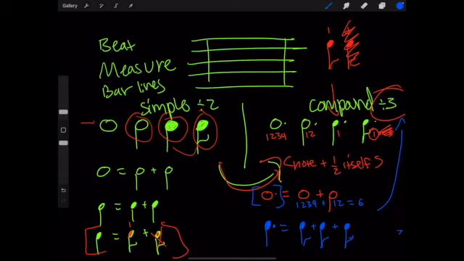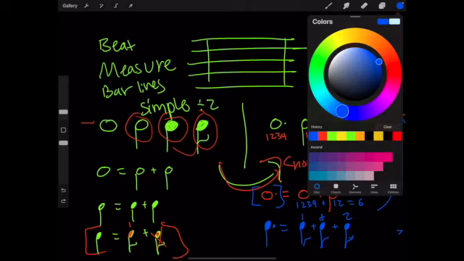1 and a, 2 and a, 3 and a, right? So this is 1 and 2 is how we'd count that. But there's no and, there's no fourth part to this, right? It's not that long. So this one gets 1 and a half counts, but we count it as 1 and 2. So this would be counted as 1 and 2 off, 1 and 2 off, 1 and 2 off, right? Just like that. So those are our note values there.